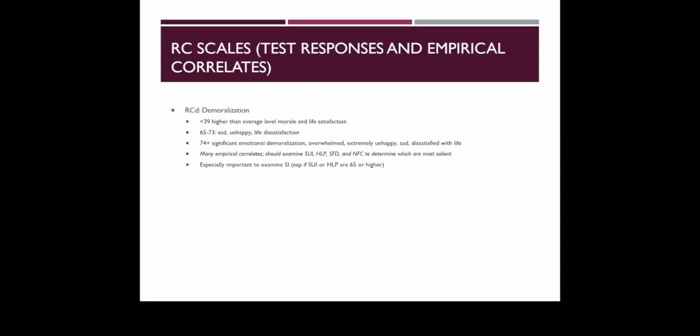So the first one is demoralization. This one you can do high and low. So less than 39, a higher than average level of morale and life satisfaction, versus with increasingly high scores, being sad, unhappy, or having life dissatisfaction. There are many, many empirical correlates, so I'm not going to list them, but list the scales that the manual says you should look at to see which of those empirical correlates are most salient in this person's report. It is especially important, though, when demoralization is high, to look at suicidal ideation, particularly when you have a high score on the SUI or HLP scales.